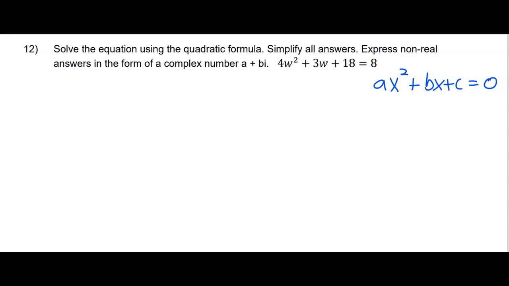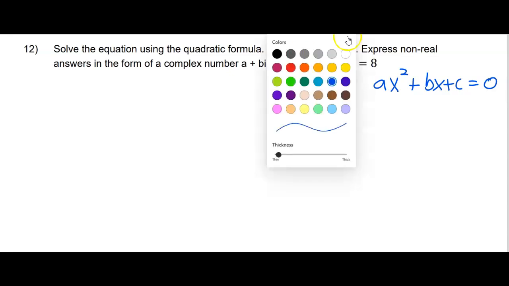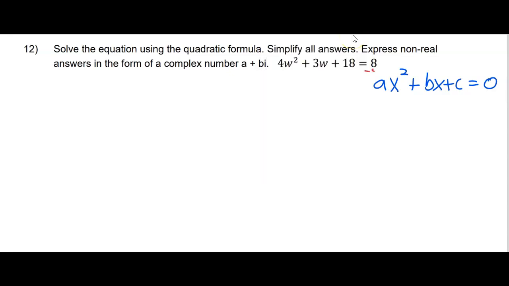We don't have equals 0. So our first step is to subtract the 8 to the left, so we have a correct quadratic equation for the quadratic formula, so that we have 4w squared plus 3w plus 10 equaling 0.